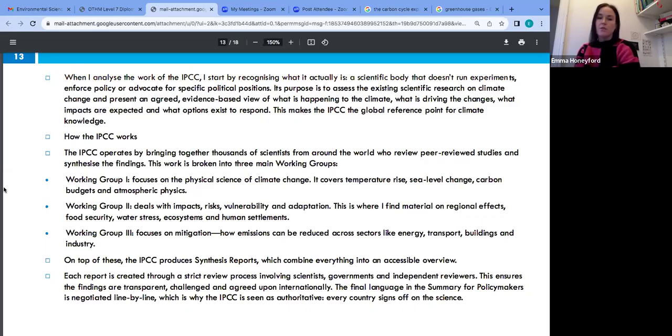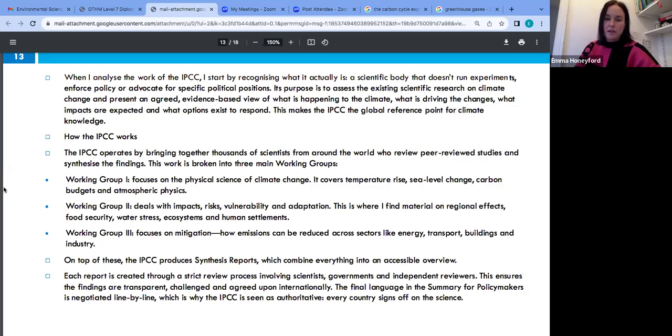The third working group of the IPCC focuses on mitigation. Mitigation is seen as a strong form of sustainability, as it is looking at how we can actually reduce the emissions rather than deal with the aftermath of the emissions. So this is a really good way to limit greenhouse gases and climate change. This looks at how emissions can be reduced across sectors like energy, transport, buildings and industry.